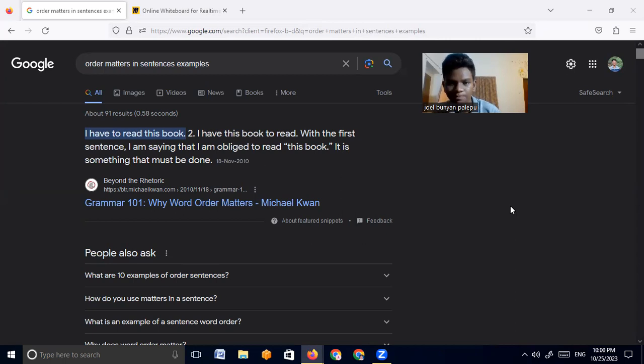I have found this example of why word order matters, just so that you can understand. We have two sentences. The first sentence is "I have to read this book," and the second sentence is "I have this book to read." You can understand the difference. "I have to read this book" is a responsibility. The person has to read that book as a responsibility. Whereas in the second case, it is not a responsibility, but is looked at as a burden. The word order definitely matters here.